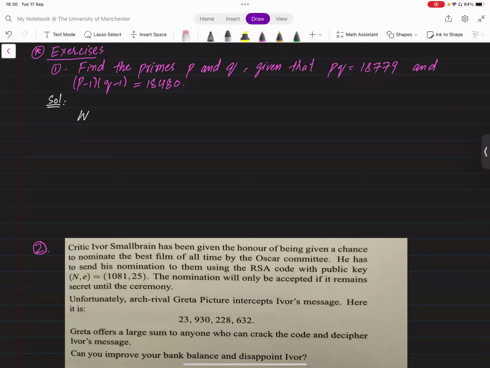So let's say we have P plus Q, which can be written as PQ minus (P minus 1)(Q minus 1) plus 1. And this is nothing but 18779 minus 18480 plus 1, and that is 300.